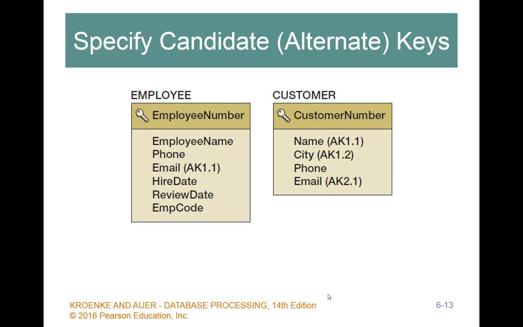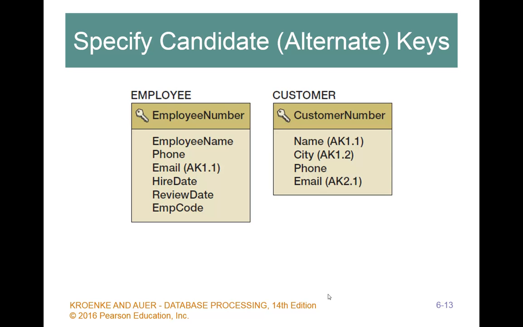In contrast, in the customer table we see here, we've chosen the customer number as the primary key, and we have indicated two alternate keys within this table. The first alternate key is a composite alternate key of name and city. Notice our notation there with AK1 indicating it's the first alternate key, and then you see the .1 and .2 after that. The .1 would be the first column and the .2 would be the second column, which indicates that it's a composite alternate key. And then the second alternate key is just email, indicated by the AK2. Again, the one after the period just indicates that it consists of just one column.